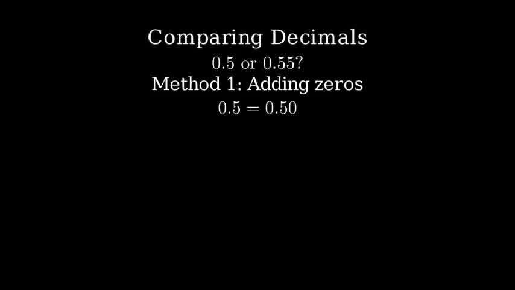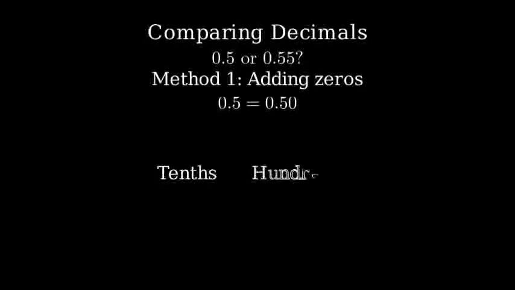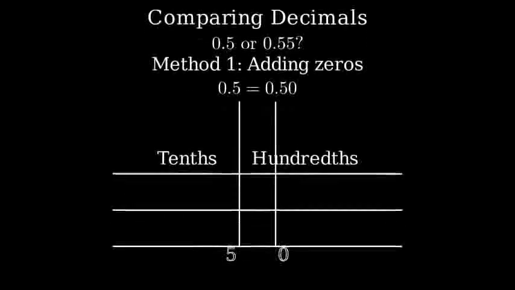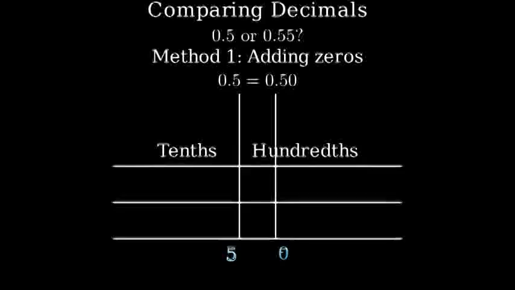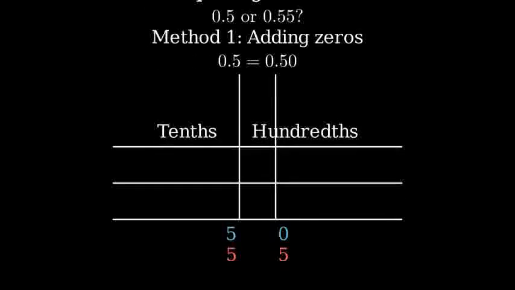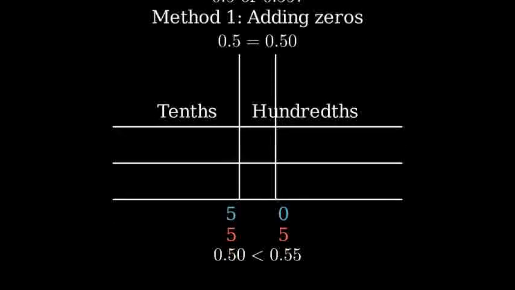Let's look at this using a place value chart. We have tenths and hundredths. For 0.50, we have 5 tenths and 0 hundredths. For 0.55, we have 5 tenths and 5 hundredths. Now we can easily compare these numbers.